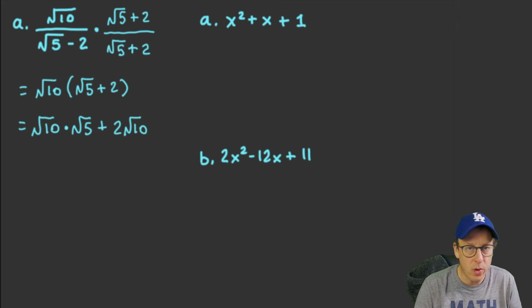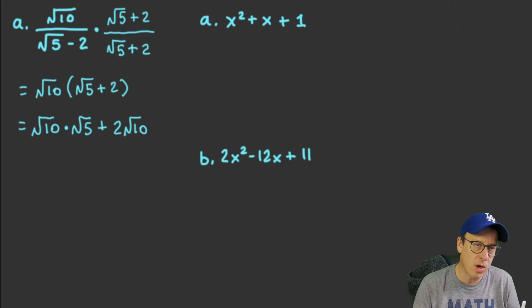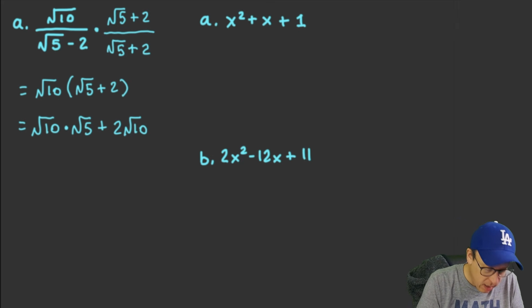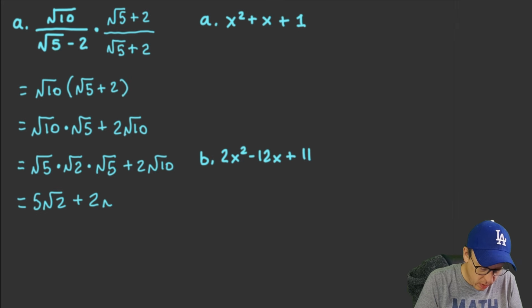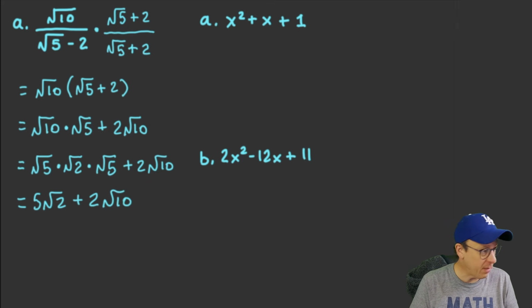And the radical rule, of course, says that if you multiply the square root of a times the square root of a, of course, you get a back. So this is going to be square root of 5 times square root of 2 times square root of 5 plus 2 square root of 10, which is equal to 5 square root of 2 plus 2 square root of 10. Okay, that problem's also solved.